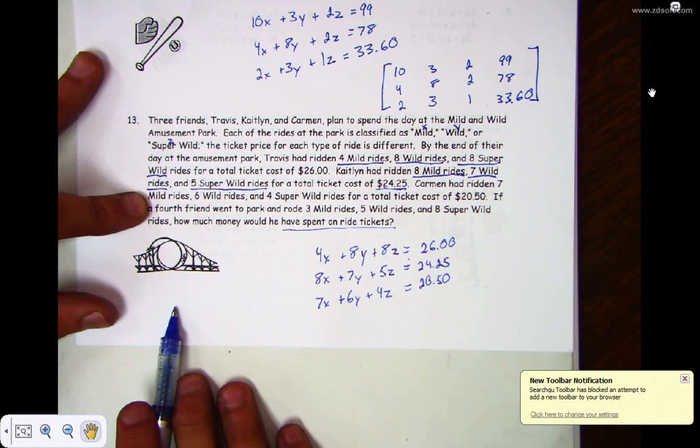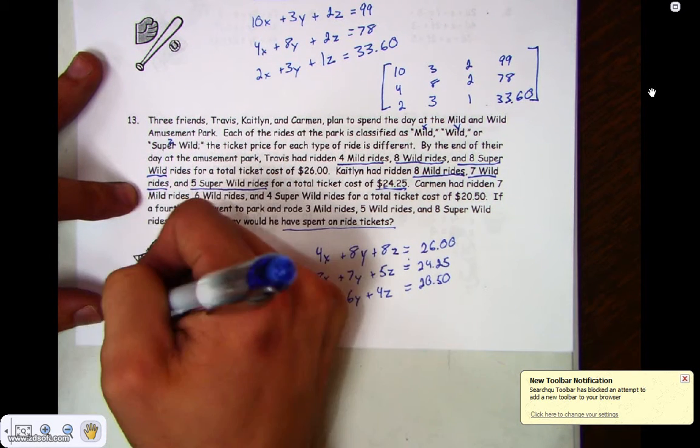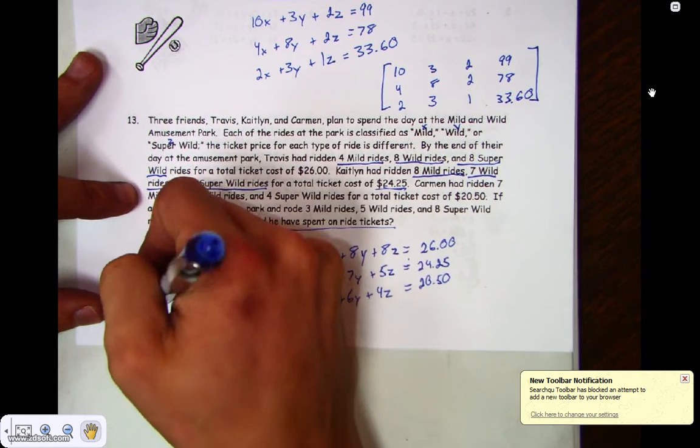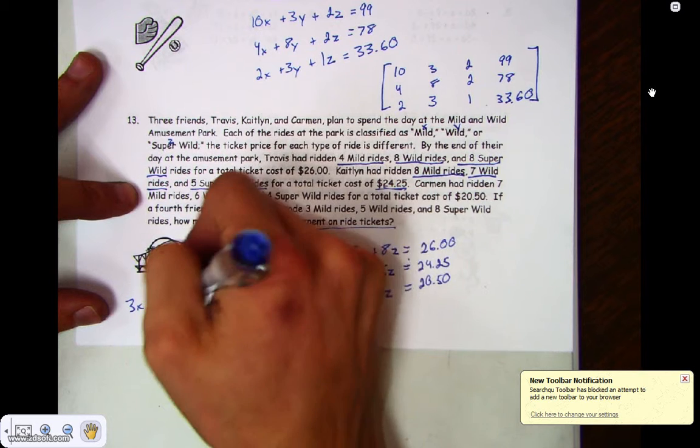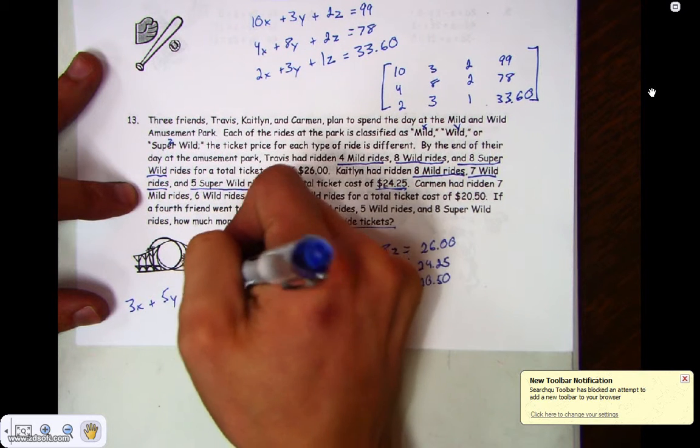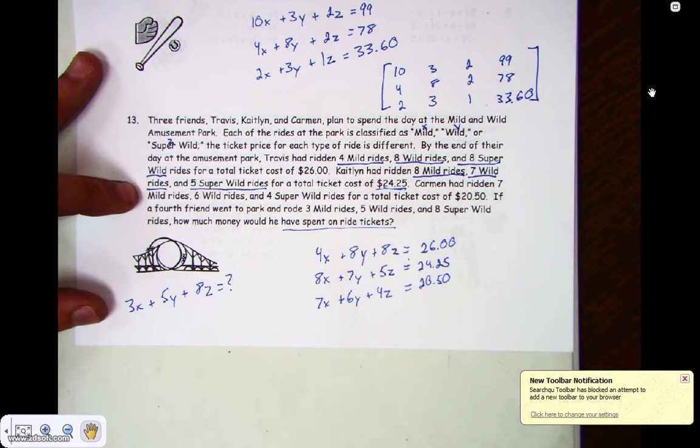Now the question at the end, I'm just going to write it over here, okay? The question at the end is if a fourth friend rode 3x plus 5y plus 8z, how much would that cost them? All right, that isn't necessary to solve this just yet.